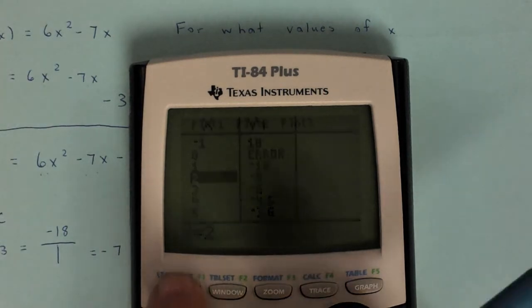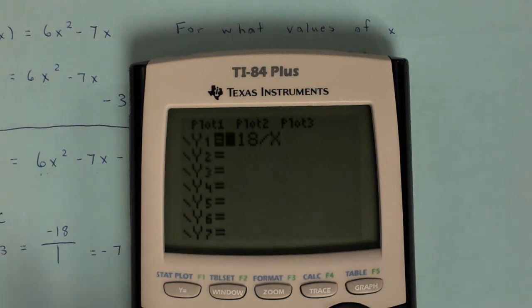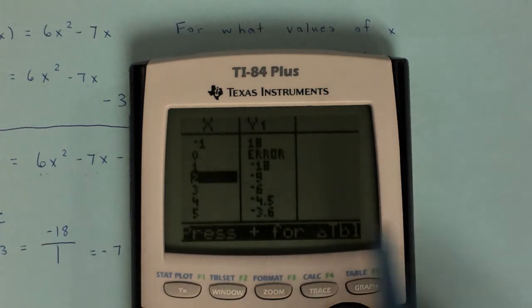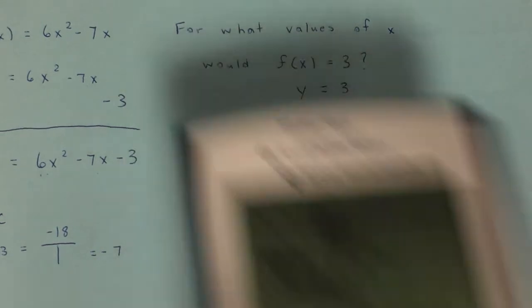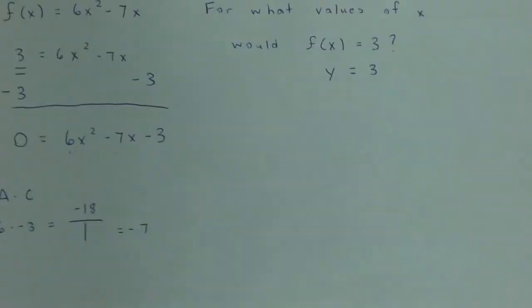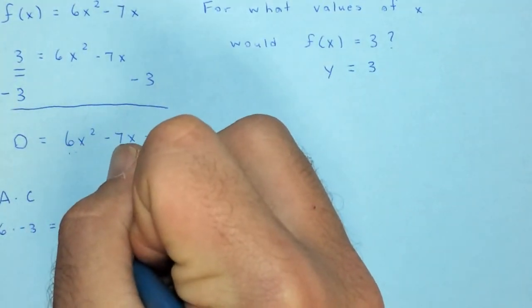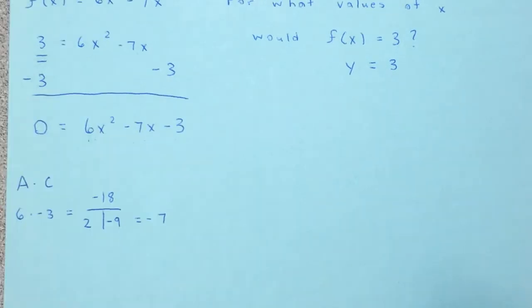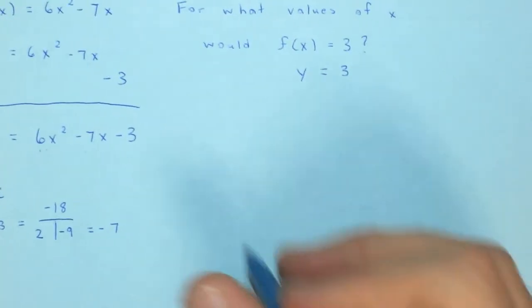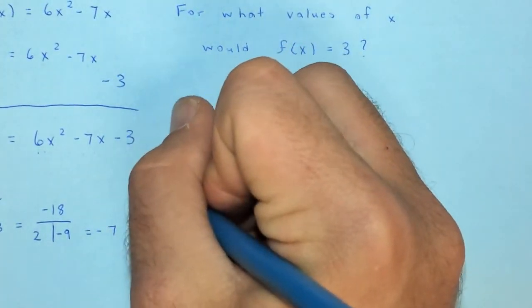So again, I went to y equals. I typed in whatever I got right here, divided it by x, and went to my table. And I see, boom, 2 and negative 9, because 2 plus negative 9 gets me negative 7. So going back to what I was working on, turn back on the light. 2 and negative 9. So I can now factor this, or group it.